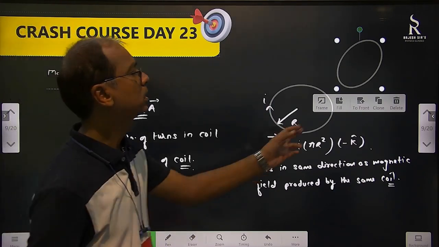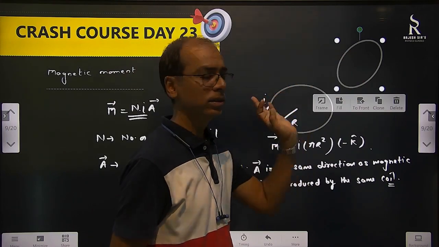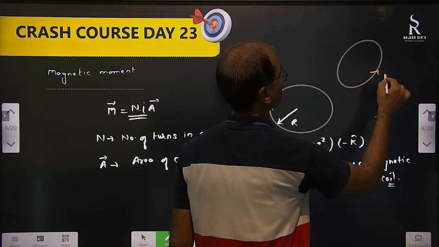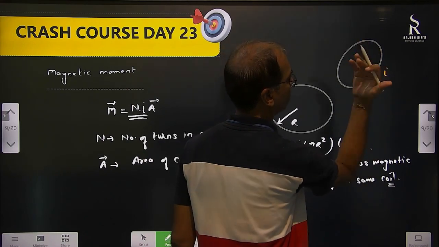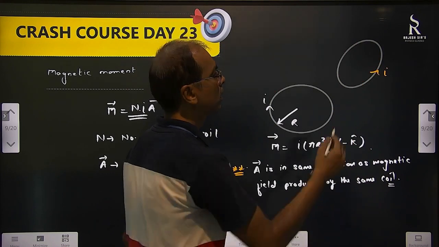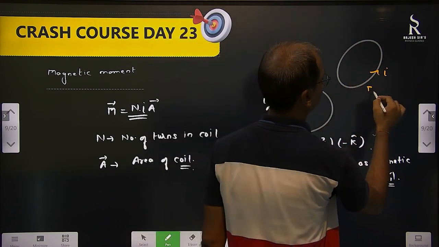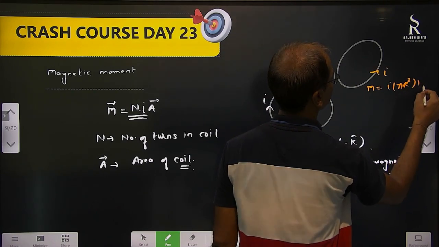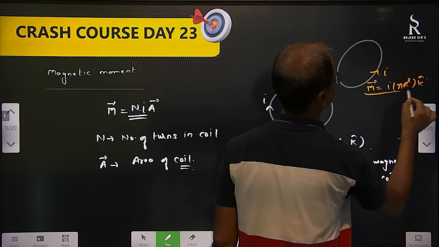No. Still we are going to take its area depending on how the magnetic field is. Suppose that this is anti-clockwise, so the area vector will be taken as outside, because the magnetic field will be produced outside only. So in this case, the magnetic moment will be written as I into pi r square into k cap. So nothing much of a difference.